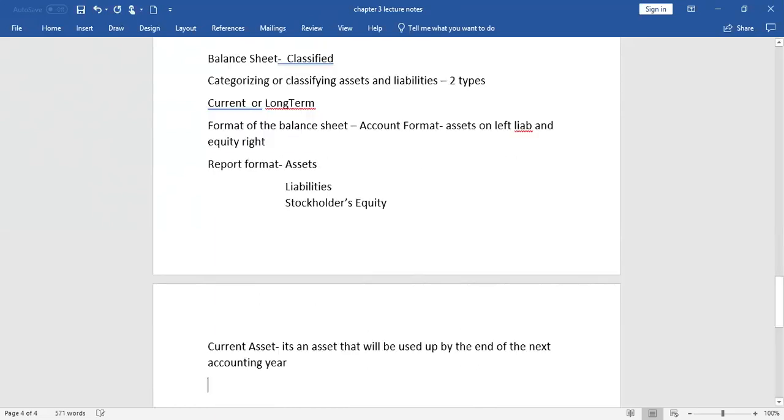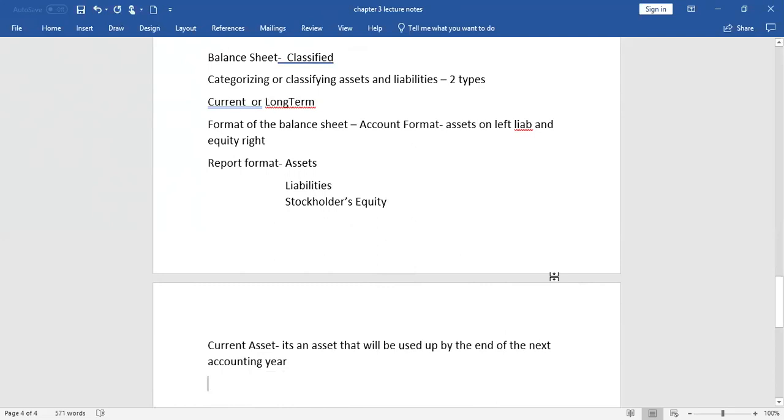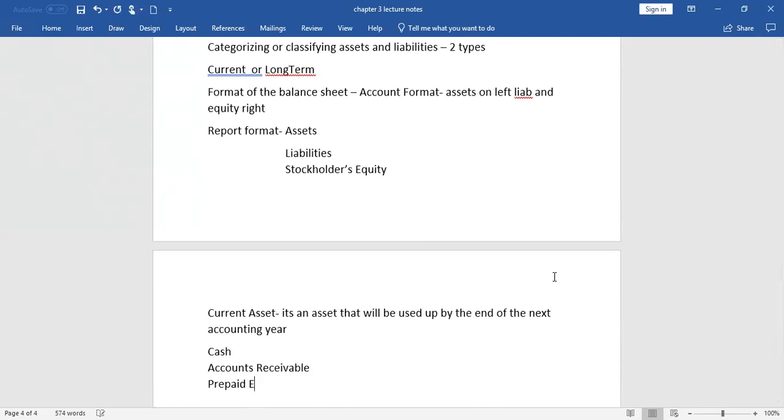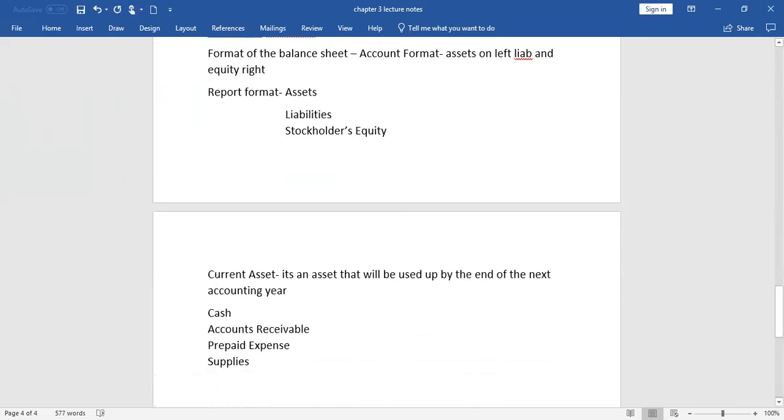Okay, the typical types of current assets: cash, accounts receivable, prepaid expenses. So it could be prepaid rent, prepaid insurance, and then the other are supplies. So these are the beginning of our current assets. We'll add to this list.